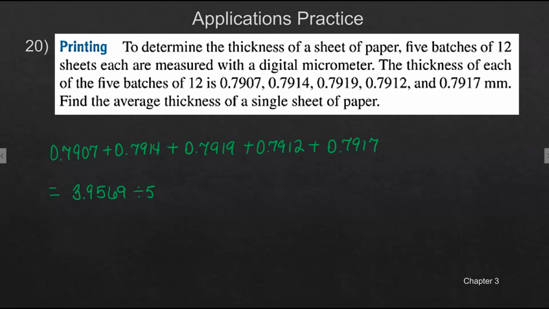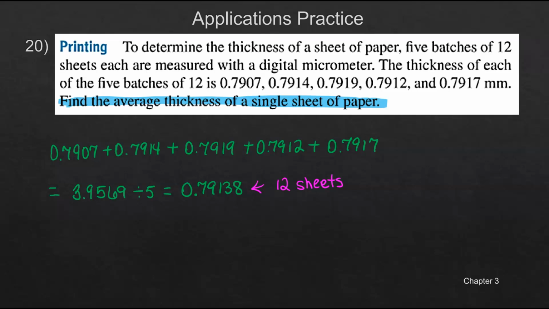There's more than one way to get this answer too, by the way. And that gives us 0.79138. So notice that is very similar to these numbers, which was what was measured for each of these batches of paper. Now, each batch of paper actually has 12 sheets, and this asks us to find the thickness of a single sheet of paper. This is the average for 12 sheets of paper.